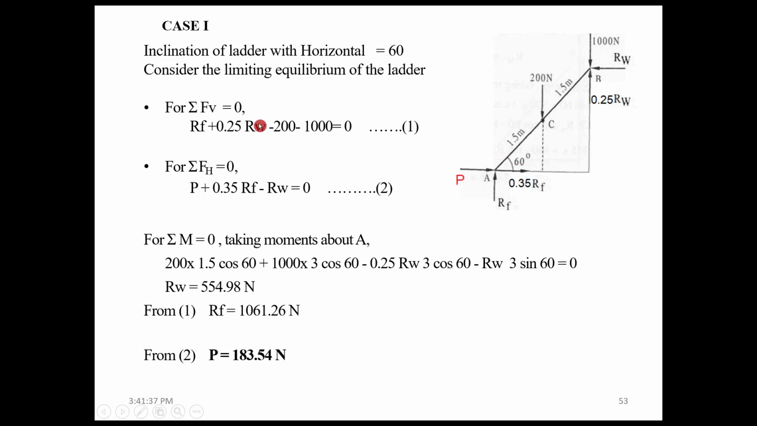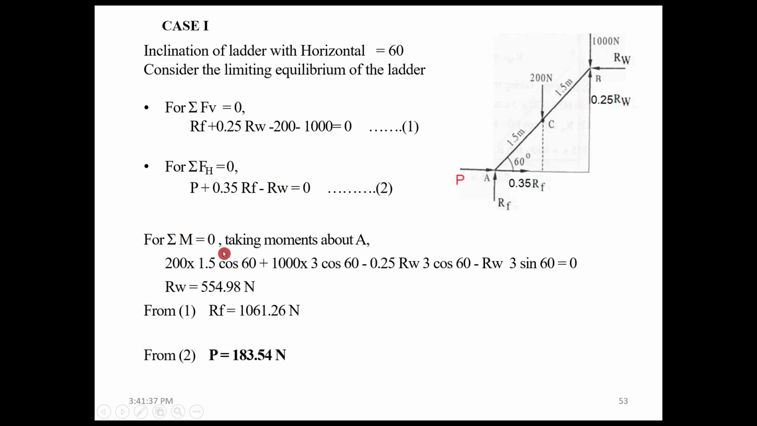Sigma FV is equal to 0. We have the additional force, actually 1200, downwards, and we have Rf and 0.25 Rw acting upwards. So for FH, P plus 0.35 Rf minus Rw is equal to 0. So we have two unknowns in equation 1 and three unknowns in equation 2, which cannot be solved directly.